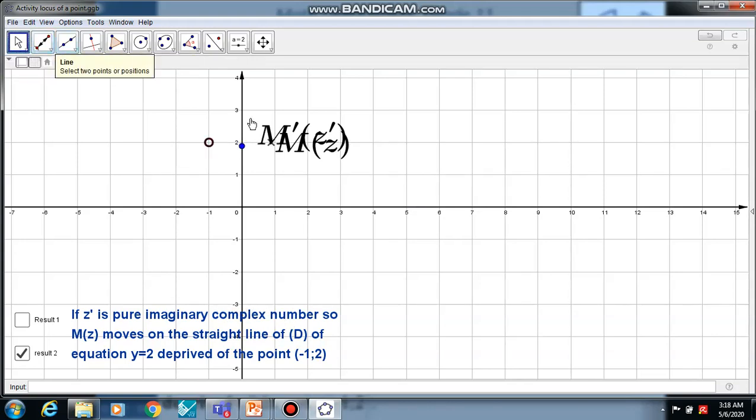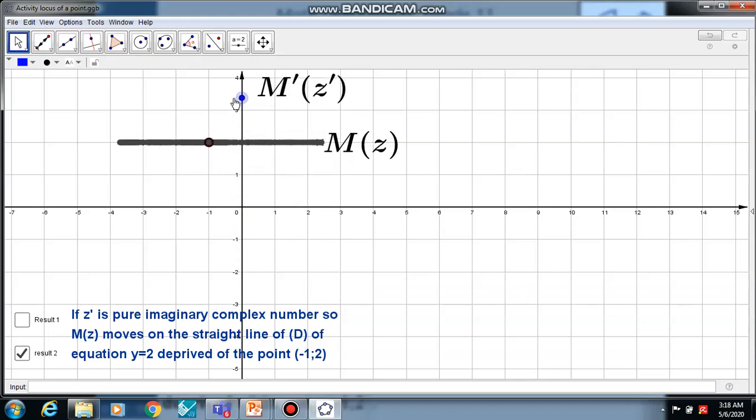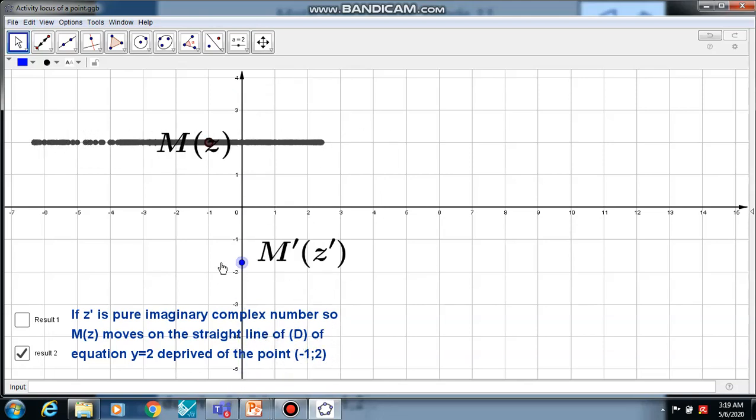Now let me move M prime to see which line is described. If M prime moves on the y prime or y axis, so if z prime is a pure imaginary number, we can check that very clearly. The point M of affix z moves on the horizontal line y equal to 2, deprived of the point minus 1, 2. So you can check that very clearly.